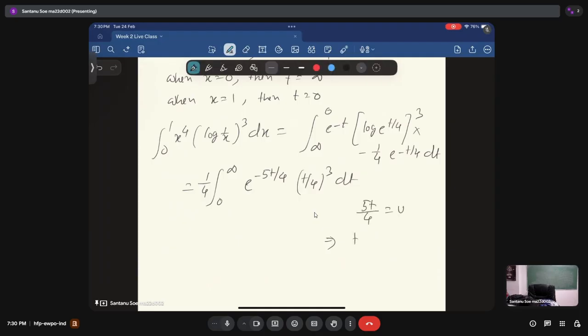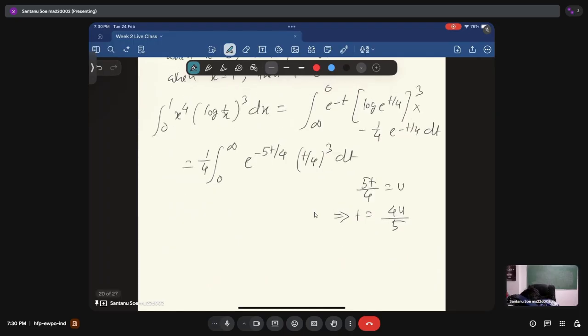So this is implying t equals 4u by 5. Correct? Or dt equals 4 by 5 du. So similarly, if you put t equals 0, u will be 0, and if you put t equals infinity, u will be infinity. So this is 1 by 4, integral 0 to infinity, e to the power of minus u. So t by 4 is u by 5, so this will be (u by 5) whole cube, and dt is 4 by 5 du. Correct?